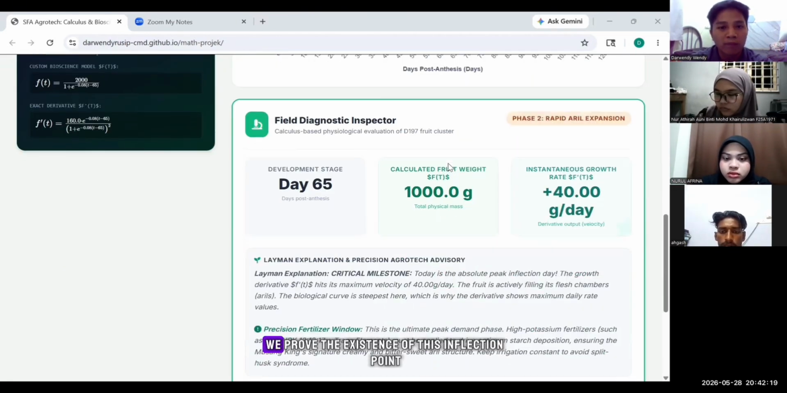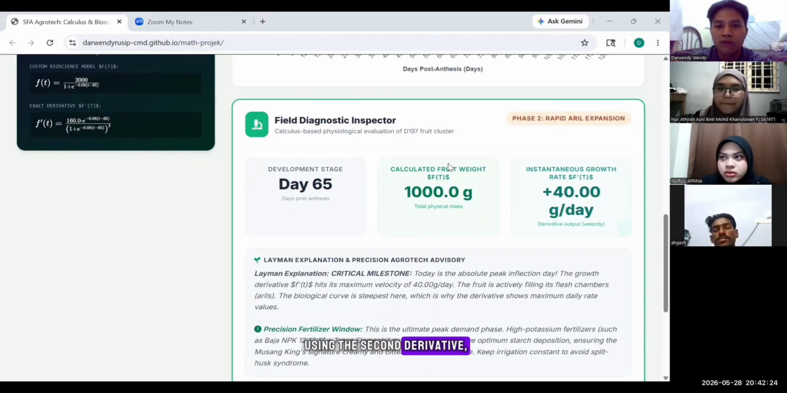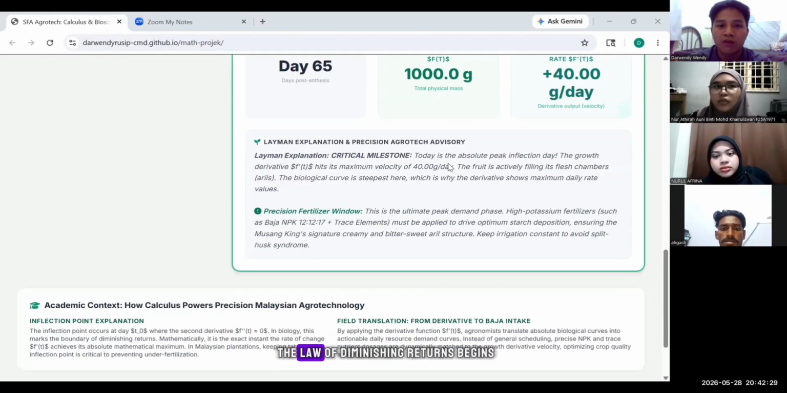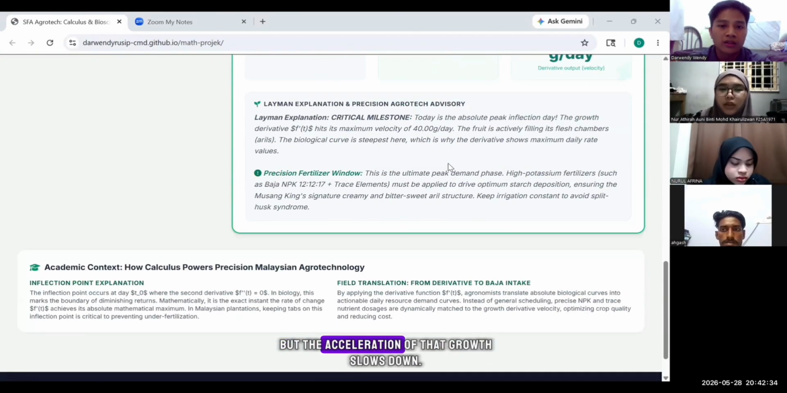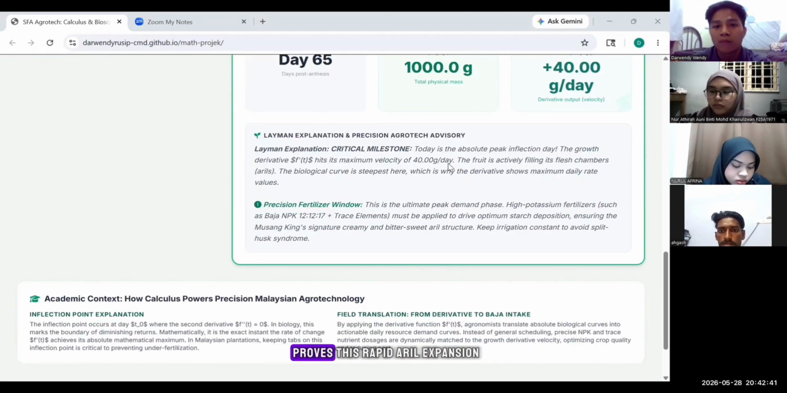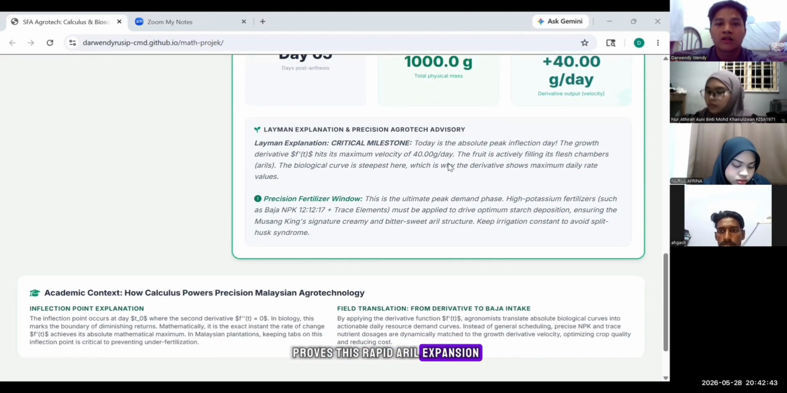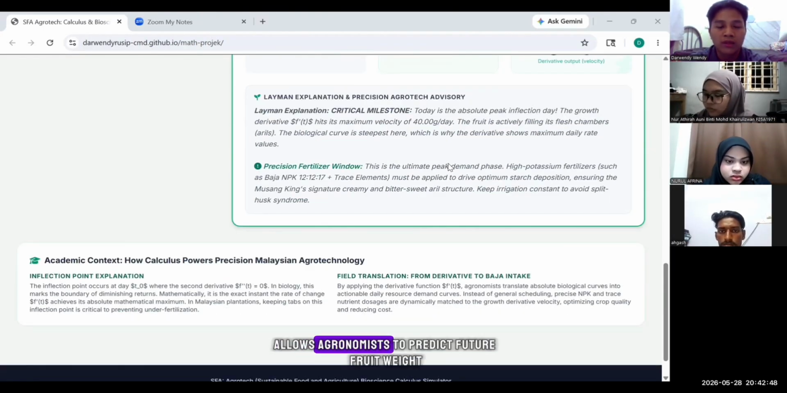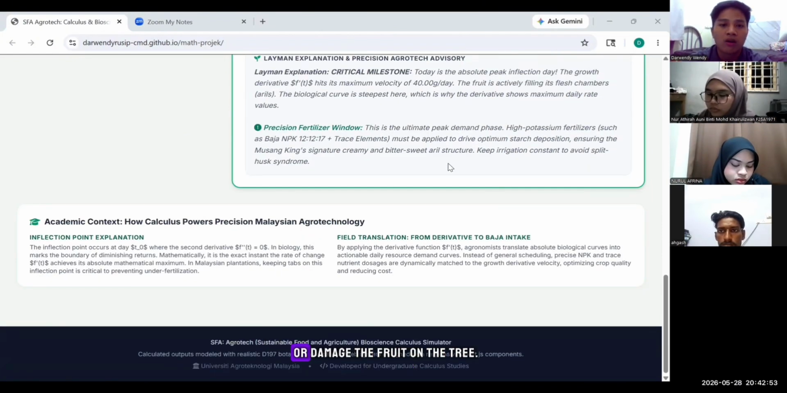Academically, we prove the existence of this inflection point using the second derivative, setting f double prime equal to 0. Right after day 65, the law of diminishing returns begins. The fruit continues to gain weight, but the acceleration of the growth slows down. The HTML diagnosis system we developed provides this rapid analysis in real time. This backend algorithm allows agronomists to predict future fruit weight automatically without requiring farmers to pluck or damage the fruit on the tree.